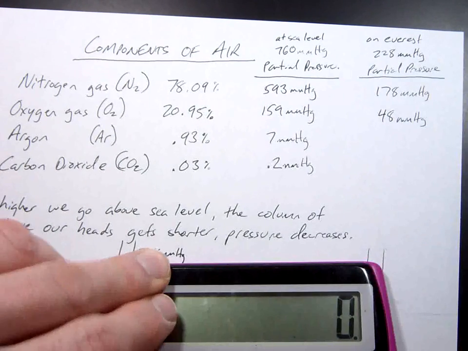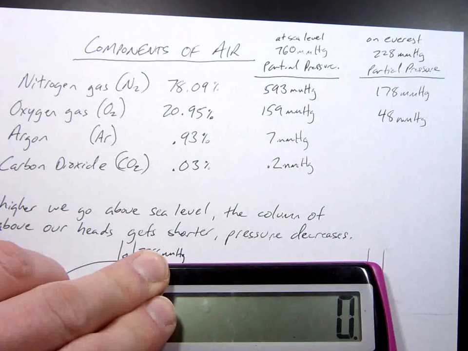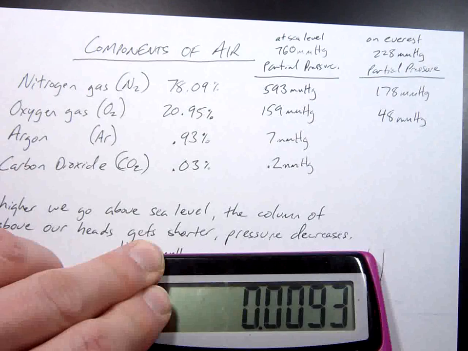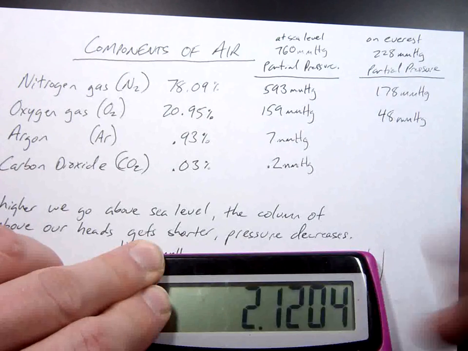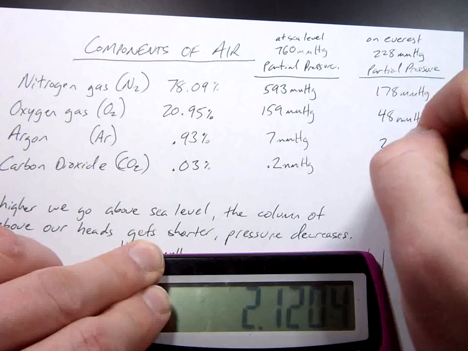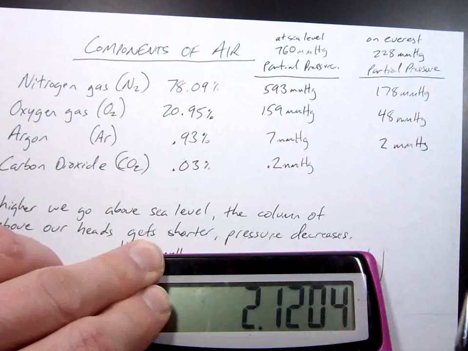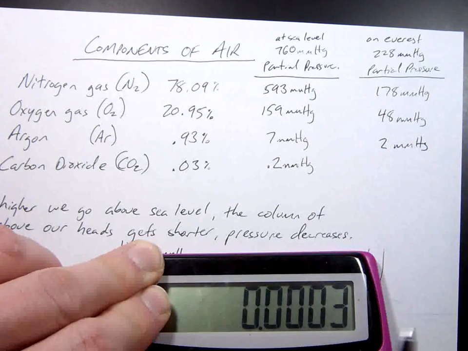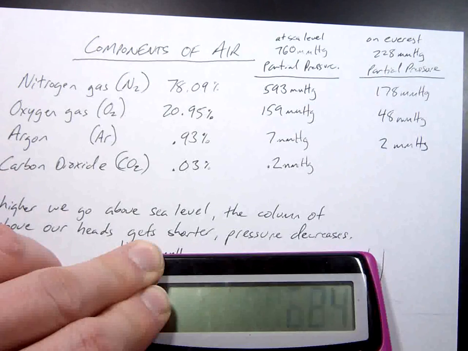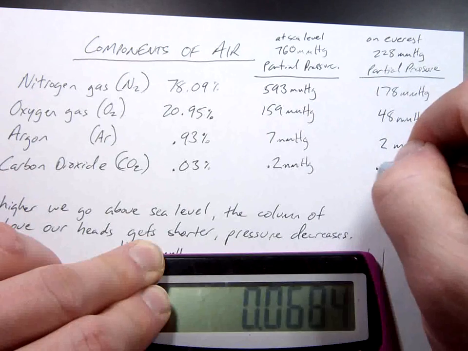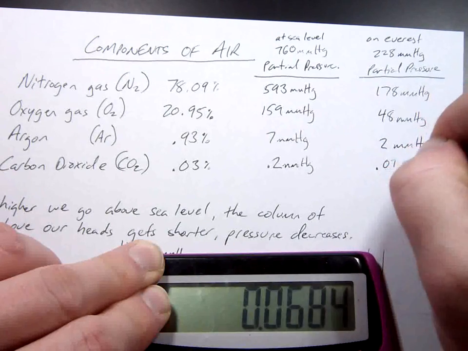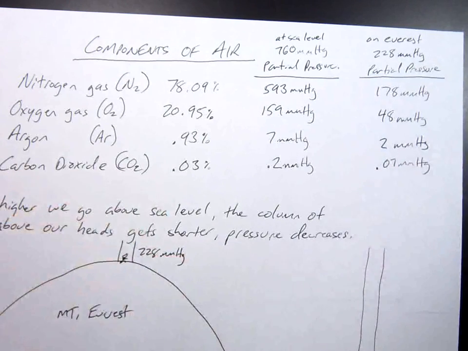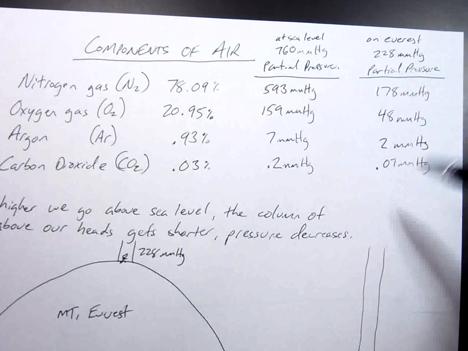Okay, so we continue this line here, so 0.0093, and multiply that by 228, and we end up with 2 millimeters of mercury of argon. Again, not super important. But 0.0003 times 228, and we end up with 0.07 millimeters of mercury of CO2. So you can see it has a profound effect the higher up we are.